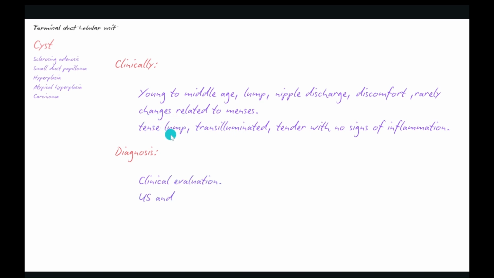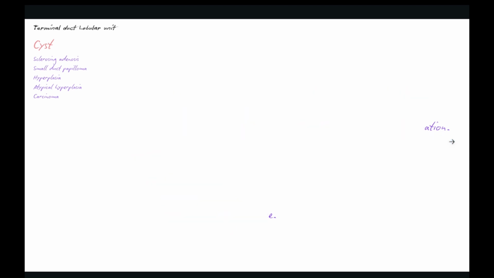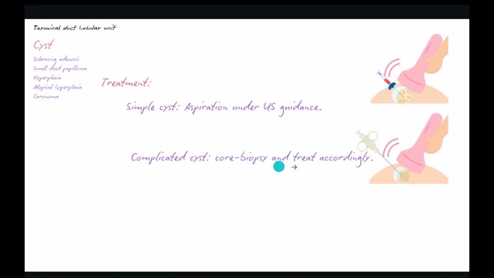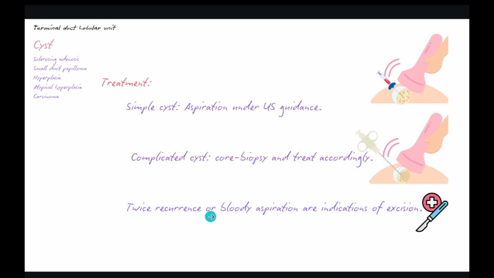On physical examination, we will find a tense lump, transilluminated, tender with no signs of inflammation. The diagnosis can be made clinically, by ultrasound and mammogram, and you can diagnose it also after that by aspiration under ultrasound guidance. The treatment of patients with simple cyst is aspiration under ultrasound guidance; for a complicated cyst, biopsy, and treat according to the result. And if it recurs twice or there is a bloody aspiration, then excision is indicated.